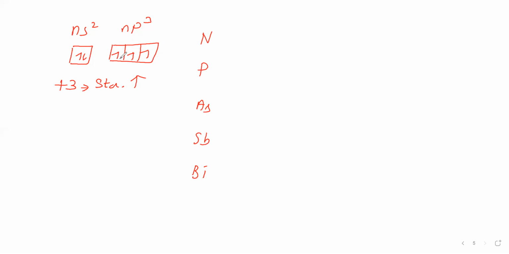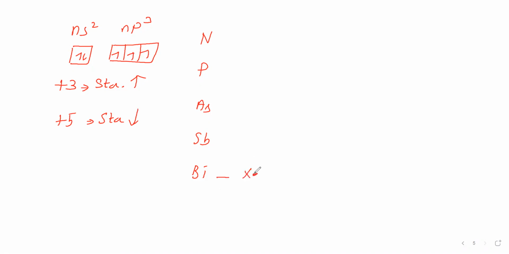And if all 5 electrons are involved in a chemical reaction, they can show the +5 oxidation state. Down the group, the stability of the +5 oxidation state decreases, while +3 stability increases. Why is it so? That we will see. Now we will take bismuth.